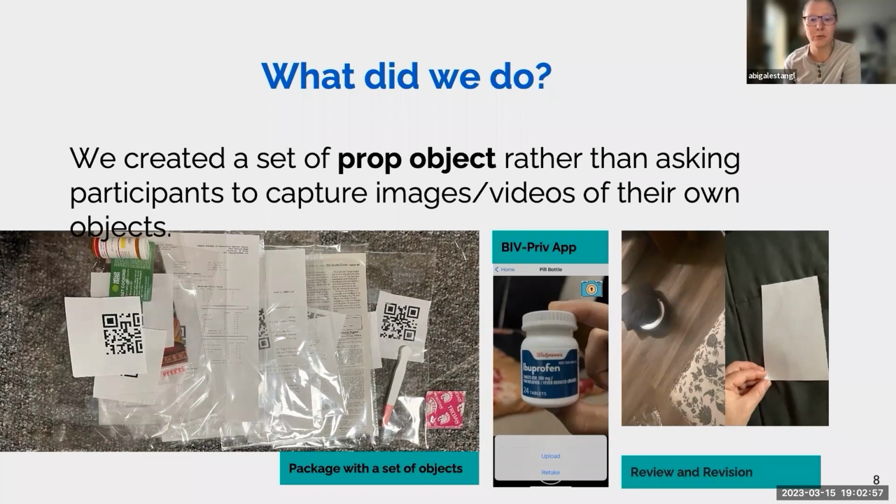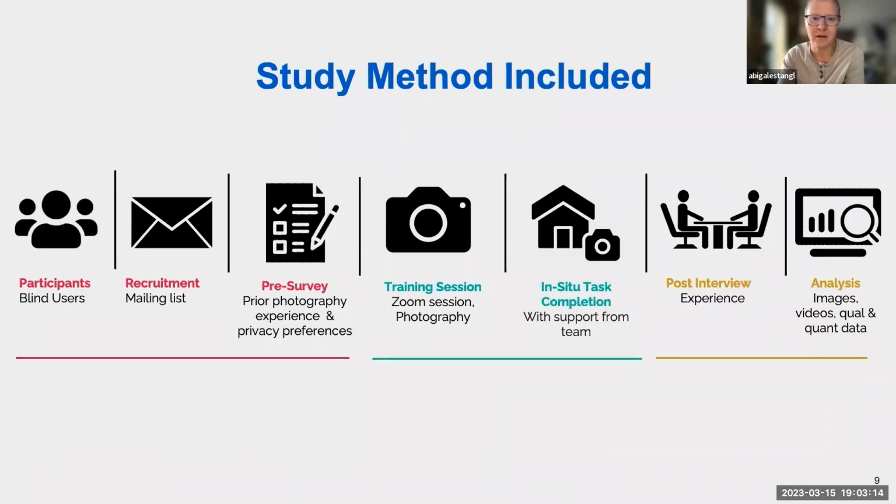First, there was no real private content from the participants in those images or videos. Second, the prop objects would be in the images and videos, not out of frame, for example. And third, that the videos were at least 25 seconds long.